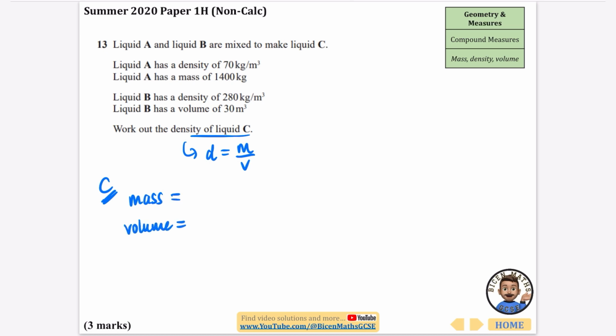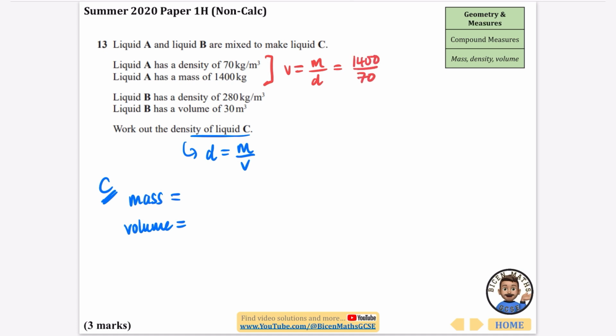Well, I think what we'll do is we'll start off finding out these things for A. We've got the density and we've got the mass. So I think we need to find out the volume. And if you remember in our little triangle that we've got, it goes mass, density, volume. So the volume is the mass divided by the density. We are going to do the mass divided by the density. So that's 1,400 divided by 70.